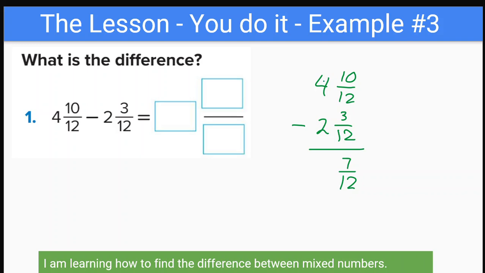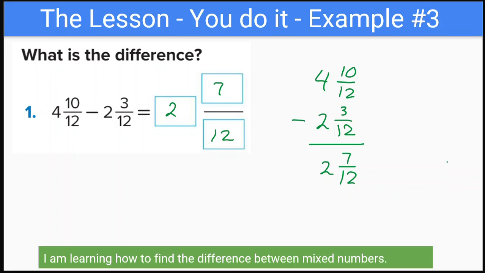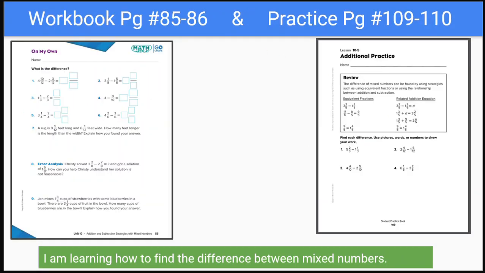Whole numbers. What's 4 take away 2? Right, that's 2. So you got 2 and 7/12. Kids, you're learning how to find the difference between mixed numbers. I'm going to write it in this box over here because they gave it to us, 2 and 7/12. There we go, right? Okay, well, in class today, we're doing workbook pages 85 and 86. We're doing practice pages 109 and 110. You're learning how to find the difference between mixed numbers.